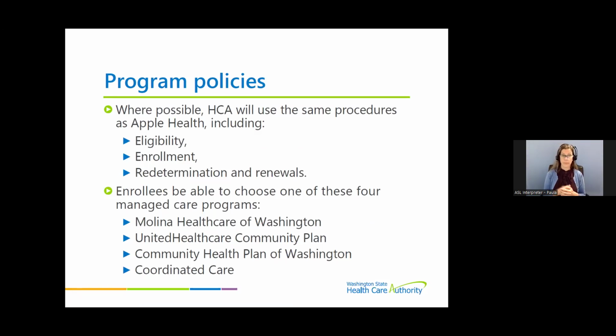Where possible, HCA will use the same procedures as Apple Health, including eligibility, enrollment, redeterminations, and renewals. Enrollees will be able to choose one of these four managed care programs: Molina Healthcare of Washington, United Healthcare Community Plan, Community Health Plan of Washington, and Coordinated Care. At HCA, the expansion will operate much like our integrated managed care programs today. Expansion will be a managed care program. The agency intends to contract with existing managed care organizations. Next slide.